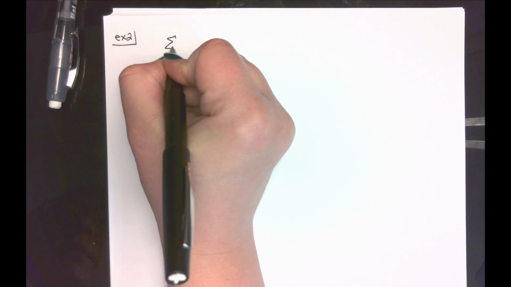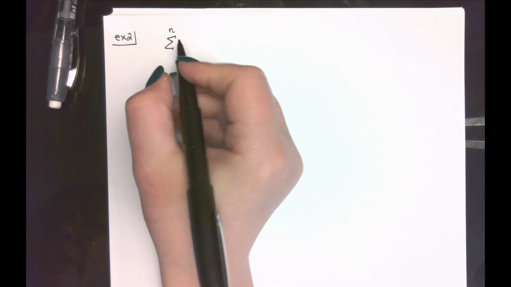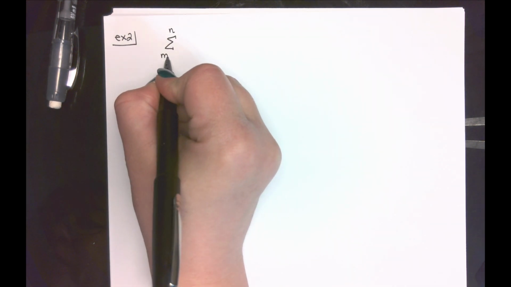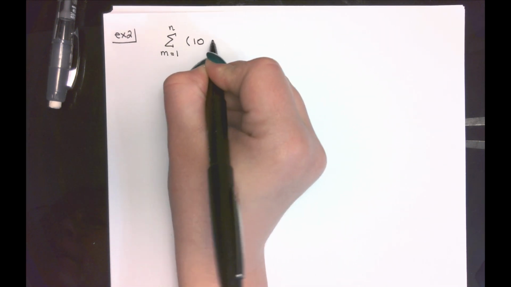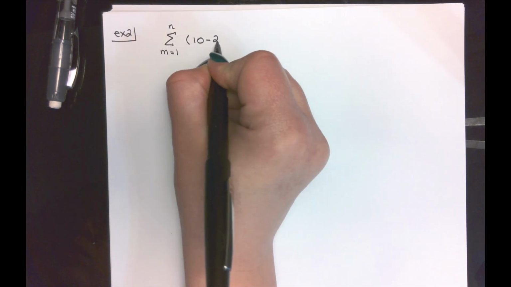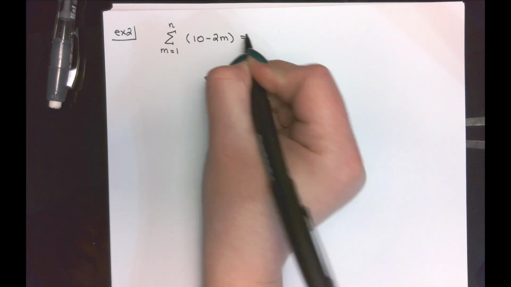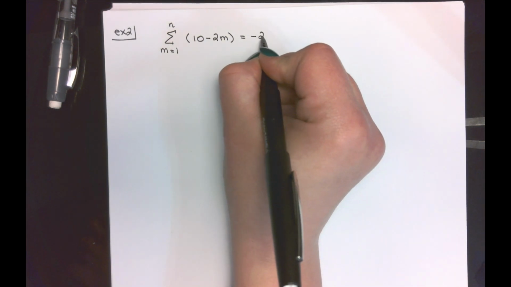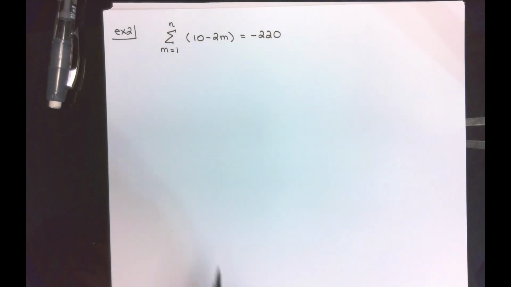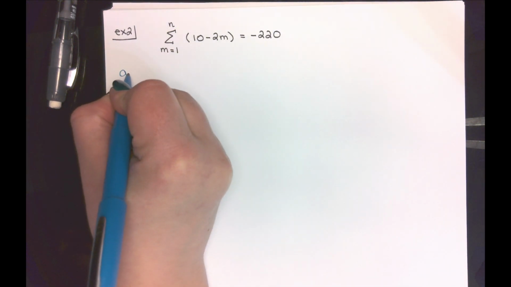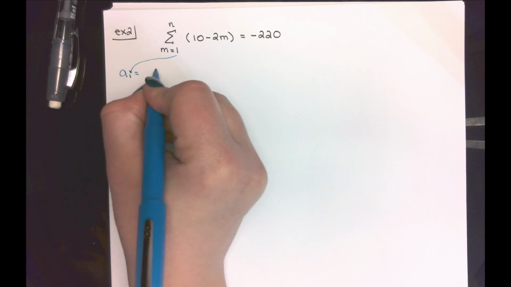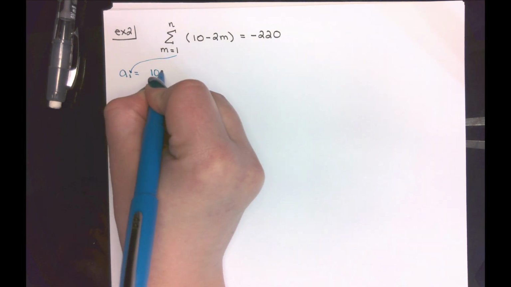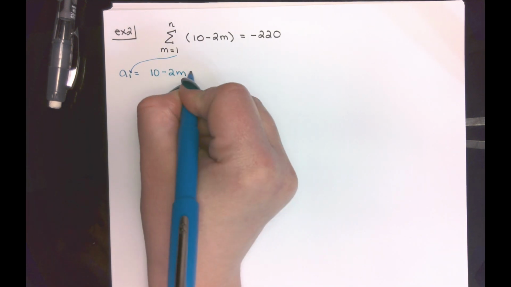Upper limit is unknown. M is equal to 1. The rule is 10 minus 2m, and the sum is negative 220. First thing you're going to do is find the term in the lower limit position by copying down the equation, or the formula that they give you, the explicit rule.